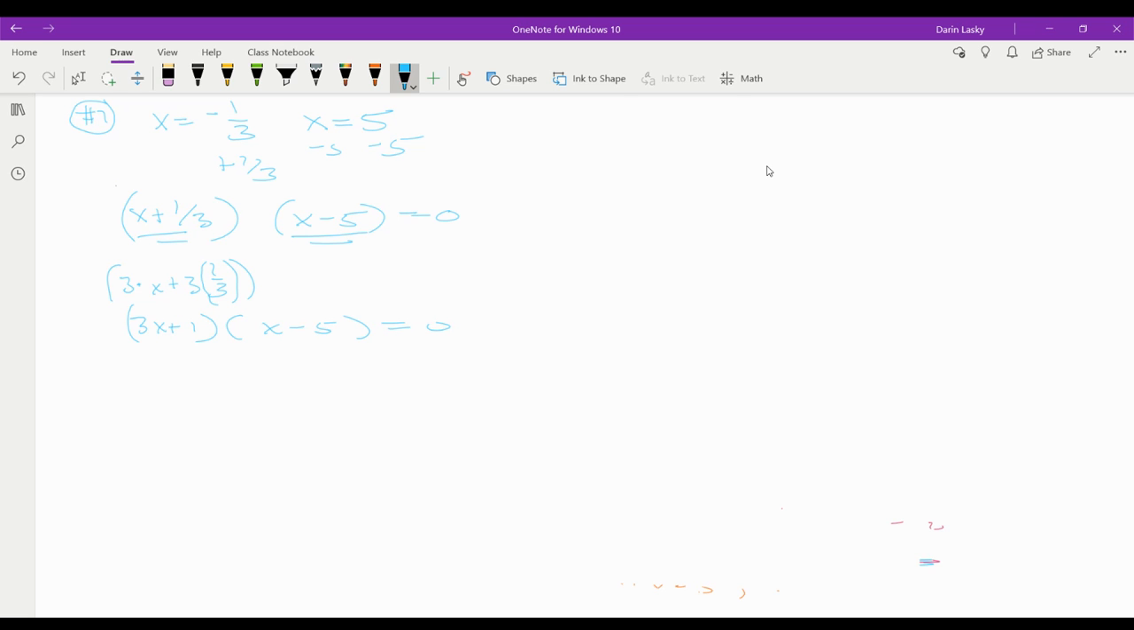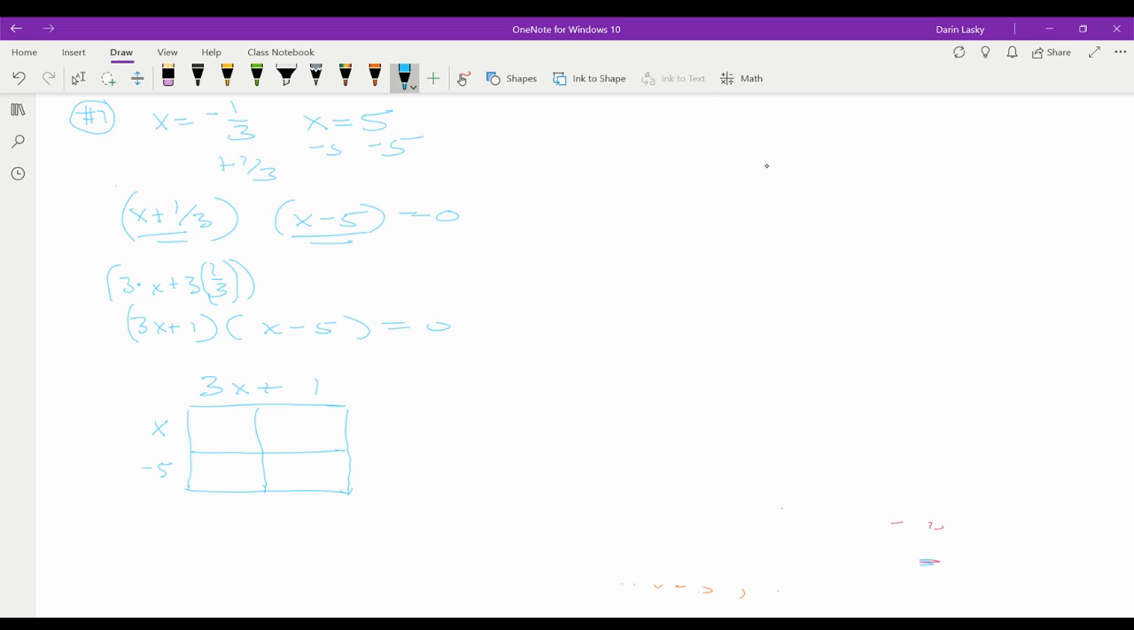So we're going to use what's called the area model. I'm going to take this one and put it up top here. I'm going to put 3x plus 1, and draw a line like that. And then I'm going to draw myself a square. I've been getting better at this, guys. Look at that. All right. And then I'm going to put x and minus 5 over here.